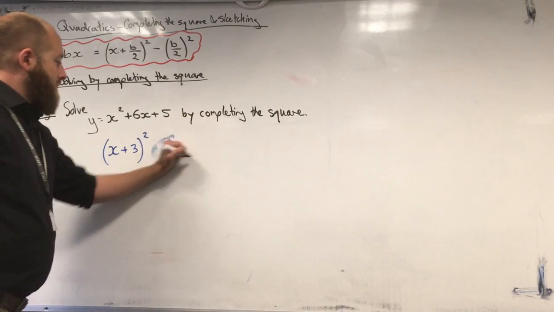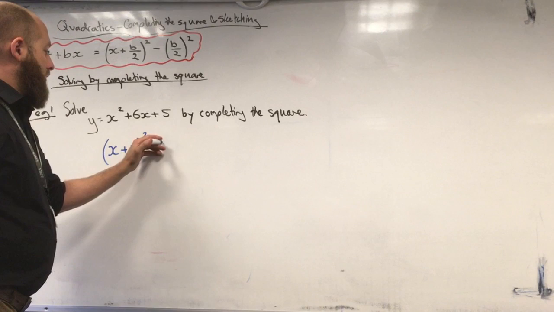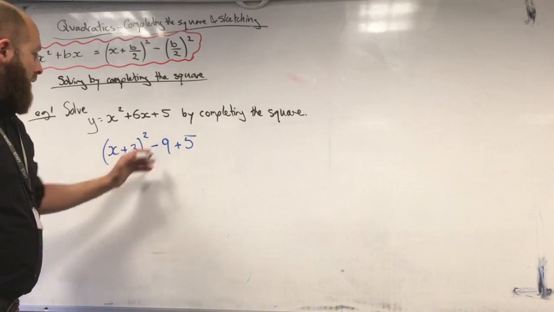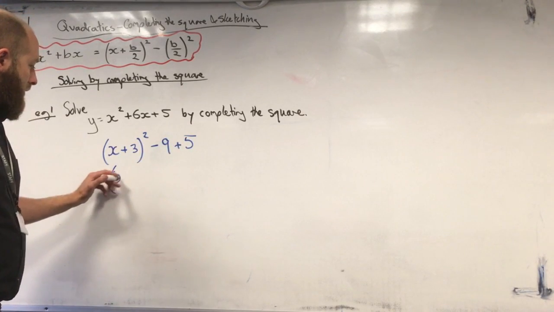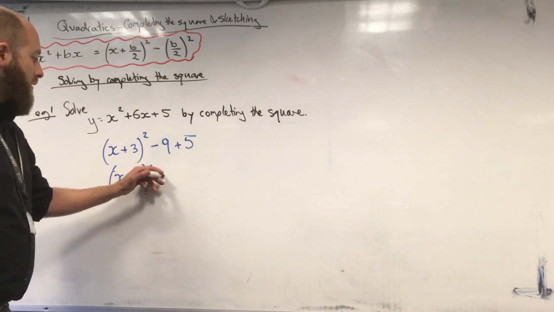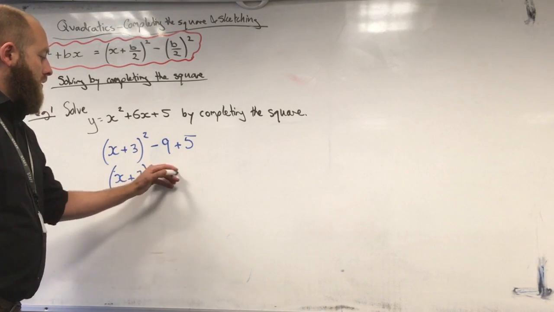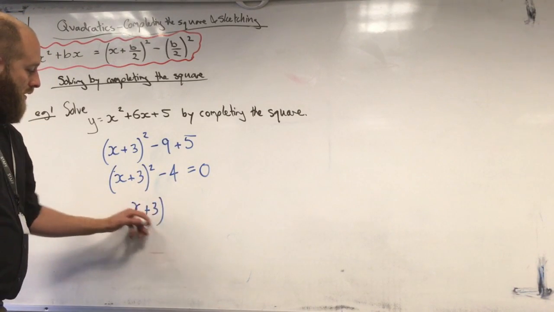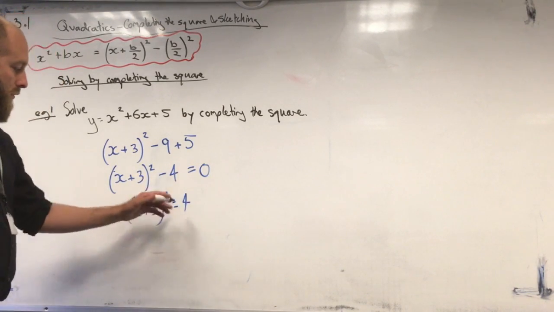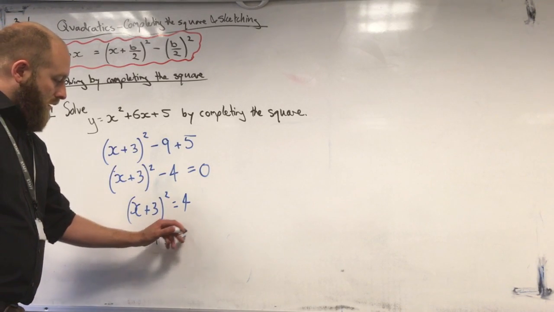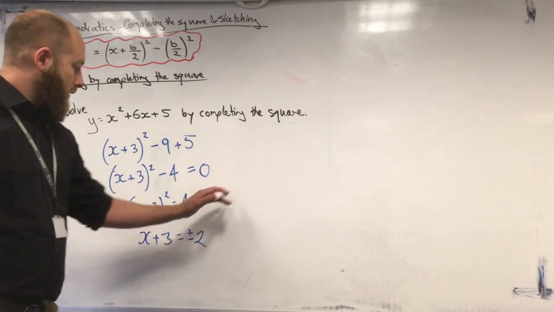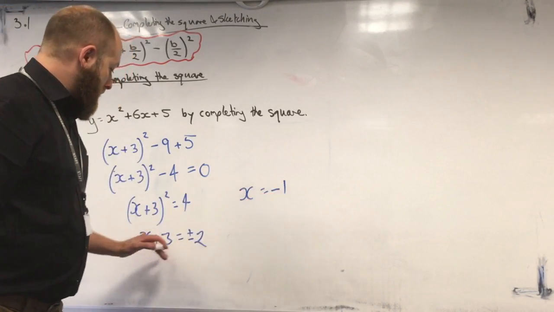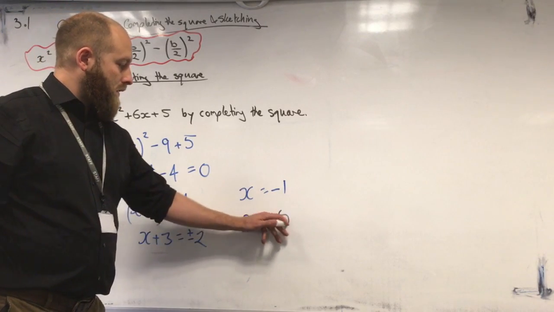So I've completed the square. I'm now going to set that equal, or simplify first. Set that equal to 0, add the 4 to both sides. Square root both sides. And then subtract 3. So x equals 2 take 3, which is -1, or -2 take 3, which is -5.